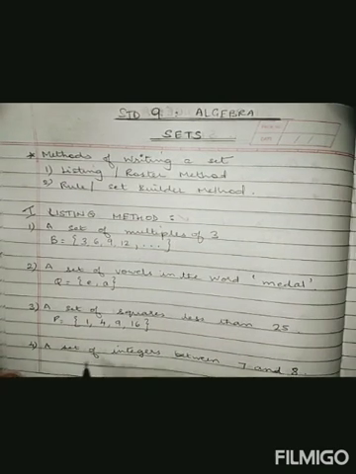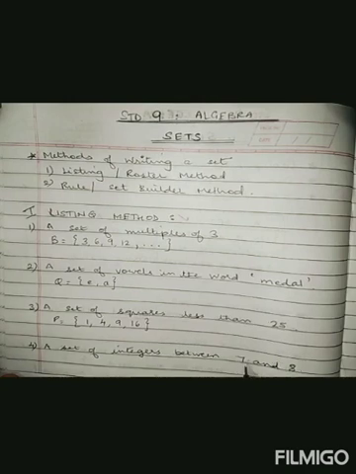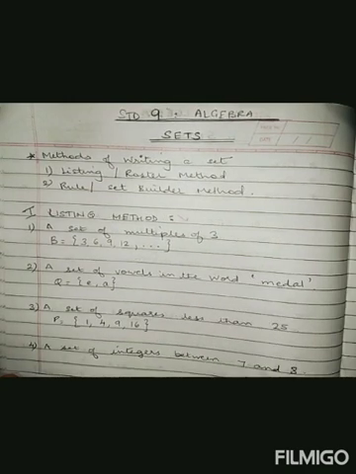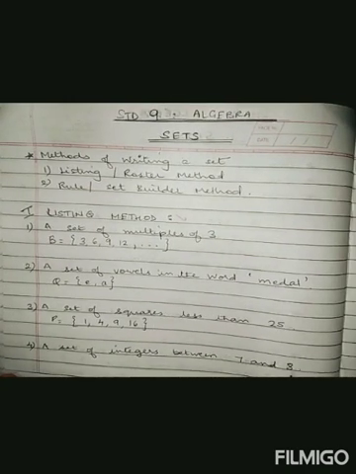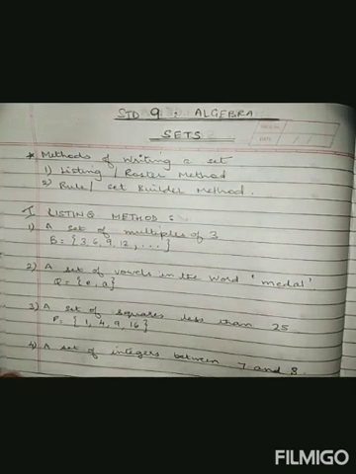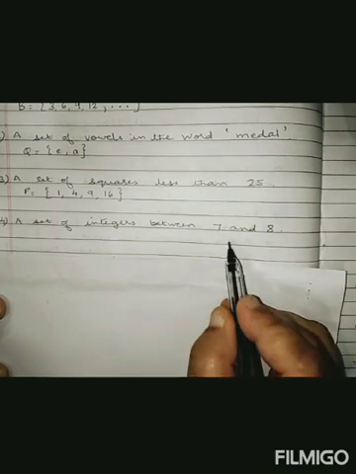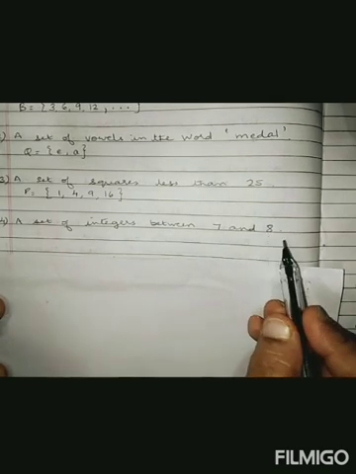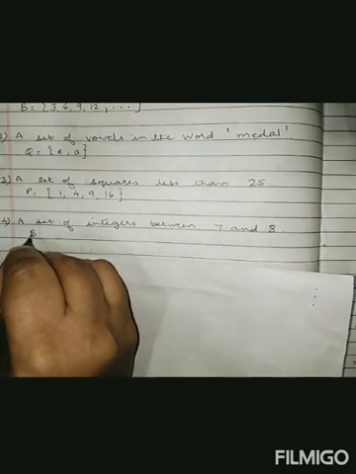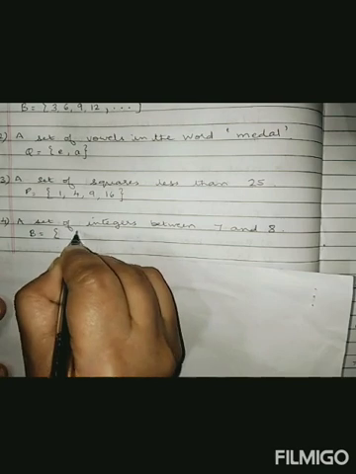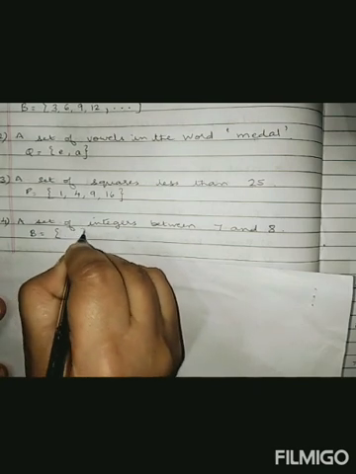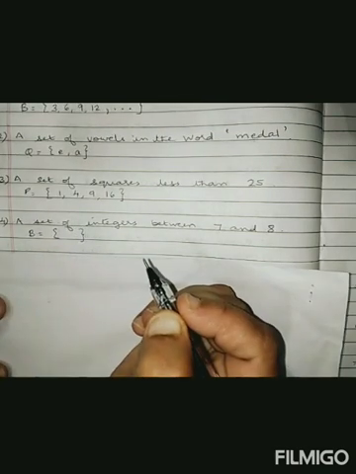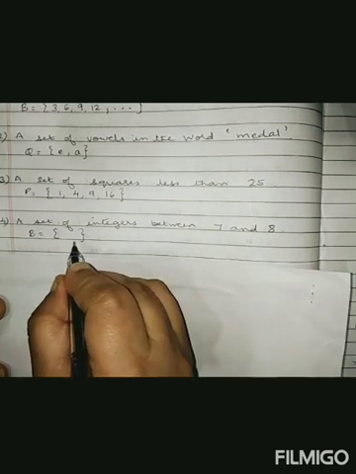The next one, a set of integers between 7 and 8. 7 is an integer, 8 is also an integer. So can there be an integer between 7 and 8? No, there is no integer between 7 and 8. So what happens to such a set? There is no integer here, so I do not write anything here. Okay, we call it as a null set.